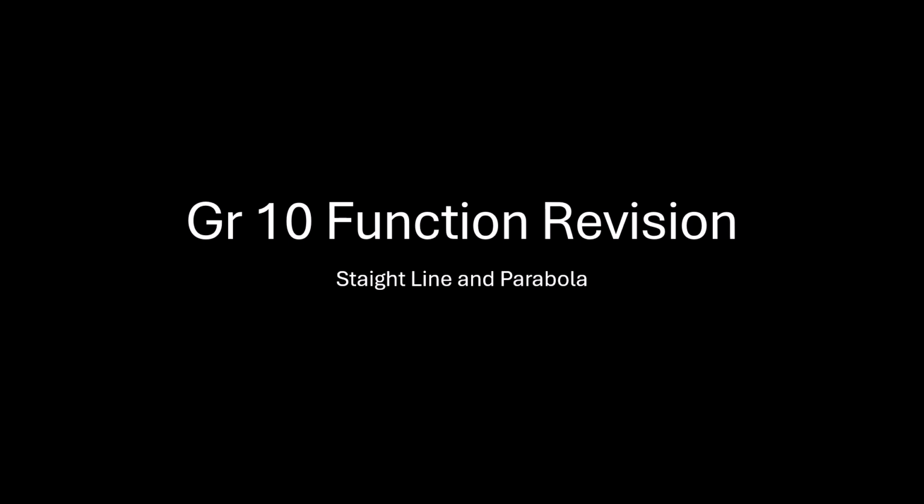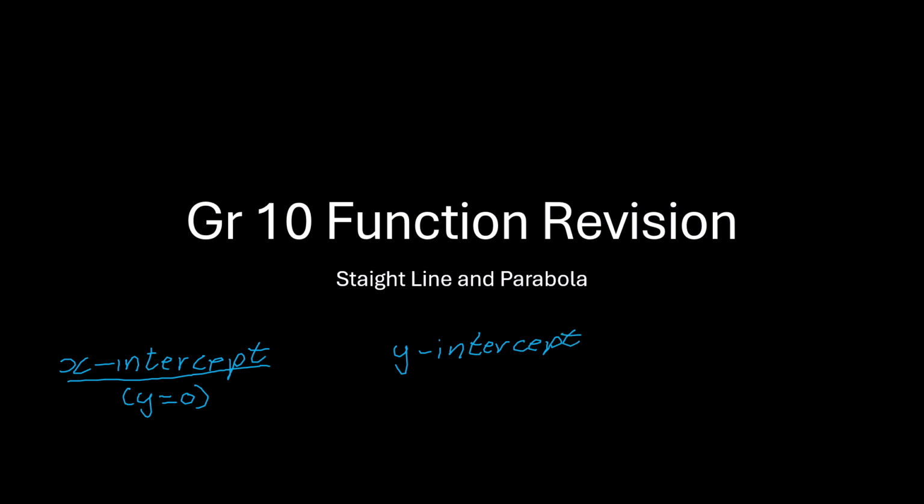Before we go through it, please remember that whenever we talk about an x-intercept, this is where our function or our graph cuts through the x-axis. So in other words, your y value there will always be 0. When we talk about a y-intercept, that is where your function cuts through the y-axis, and at a y-intercept your x value is always 0.